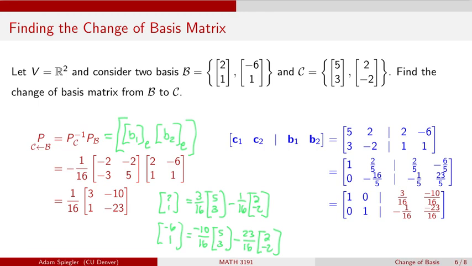So here you can see there are several different ways that you can find the change of basis matrix from B into C, and which method you use might depend on what sort of information you are given. In this case, we were just given two bases, P_B and P_C, and so either taking the product of P_B and P_C inverse, or going through this row operation process, is going to give us this change of basis matrix.